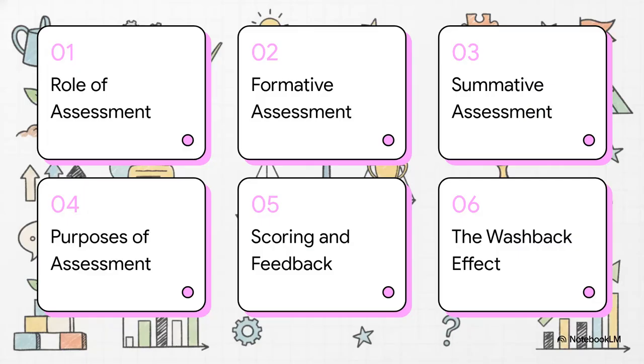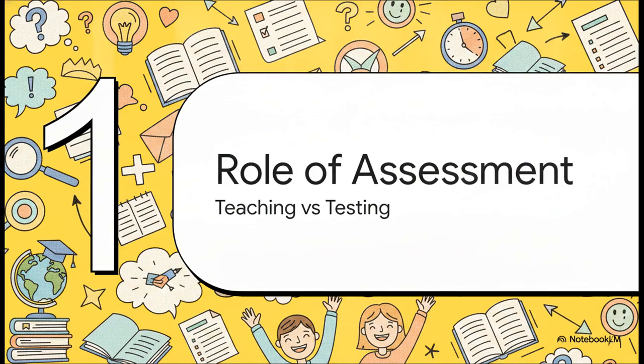To figure that out, we're going to follow the life cycle of a course right through these 6 areas: the role of assessment, formative and summative types, the 5 purposes of testing, scoring strategies, and finally, the washback effect. Let's start with Section 1, the role of assessment.